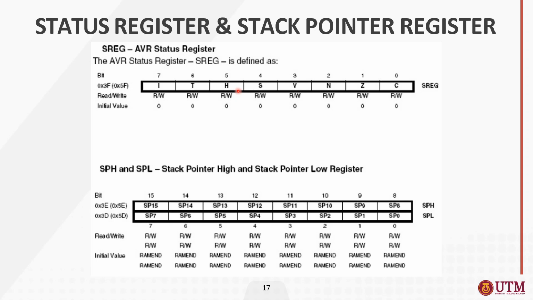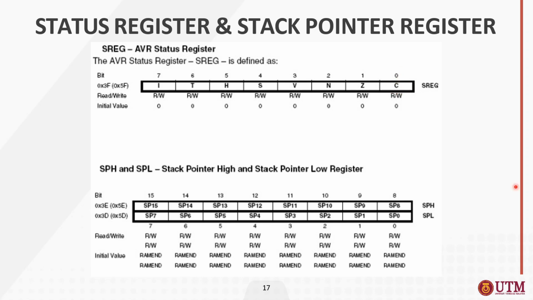Each bit in the status register represents its own function. For example, as you can see here, C is the carry flag. C is at bit number 0 of the status register. The carry flag will be set, meaning it will become 1, if the result of an arithmetic operation generates a carry out of the most significant bit. For example, if you do some addition and the sum exceeds the size of 8 bits, then the C flag will become 1.